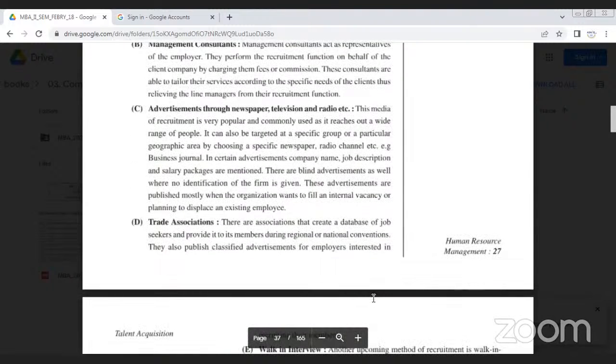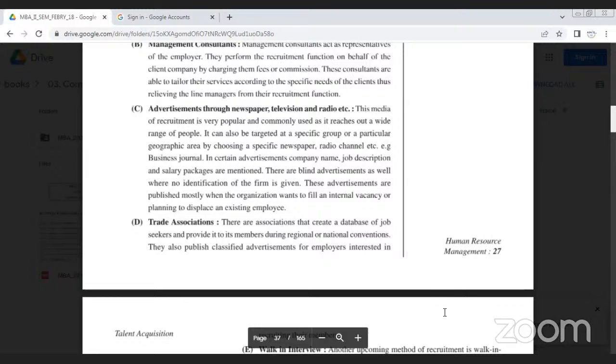Advertisement, through newspaper, television, and radio, etc. This medium of recruitment is very popular and commonly used as it reaches a wide range of people. It can also target a specific group in a particular geographic area by choosing a specific newspaper, radio channel, etc. For example, in a business journal, advertisements mention company names, job descriptions, and salary packages.